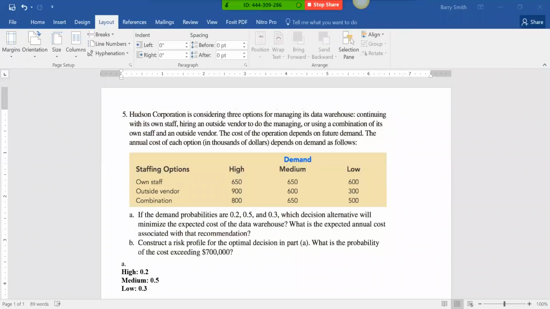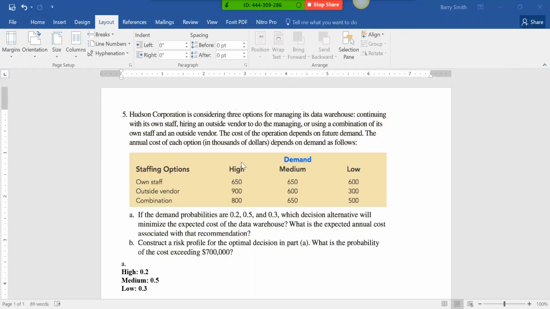Okay, so this is Chapter 15, number 5. The Hudson Corporation is considering three options for managing its data warehouse: continuing with its own staff, hiring an outside vendor to do the managing, or using a combination of its own staff and an outside vendor. The cost of operation depends on future demand. The annual cost of each option in thousands of dollars depends on demand as follows.